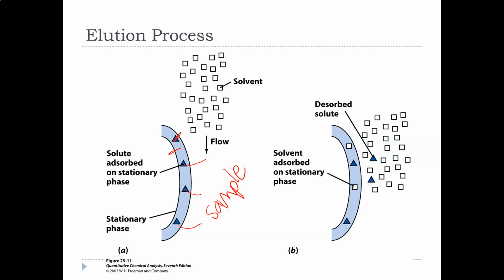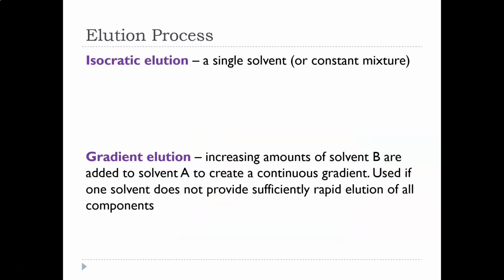Now the solvent, which is a solution but has a high pressure behind it, is being shoved down. What it's going to do is knock the sample out, because otherwise it's just going to stay stuck to the stationary phase. So the solvent, the mobile phase's job, is to help keep the sample moving so it doesn't get stuck on the stationary phase.